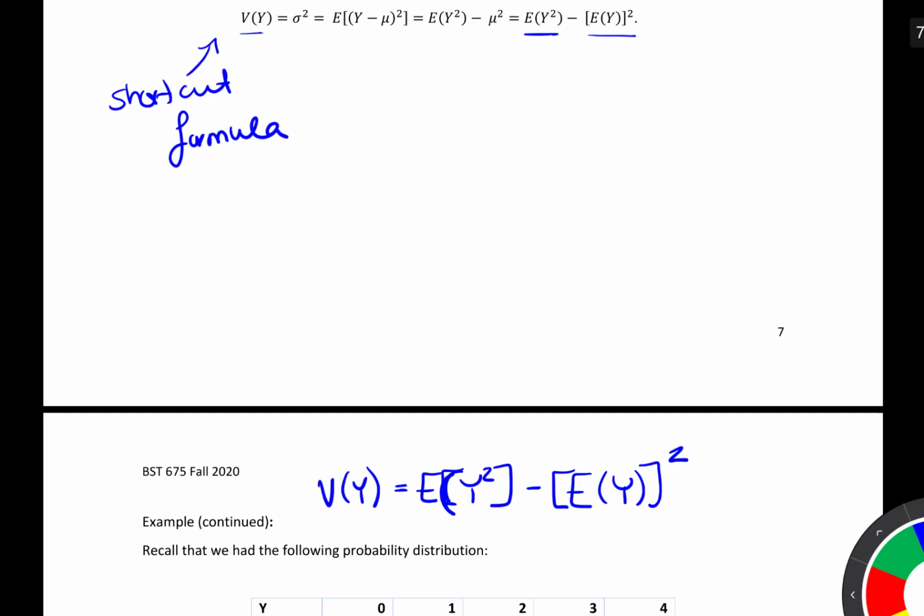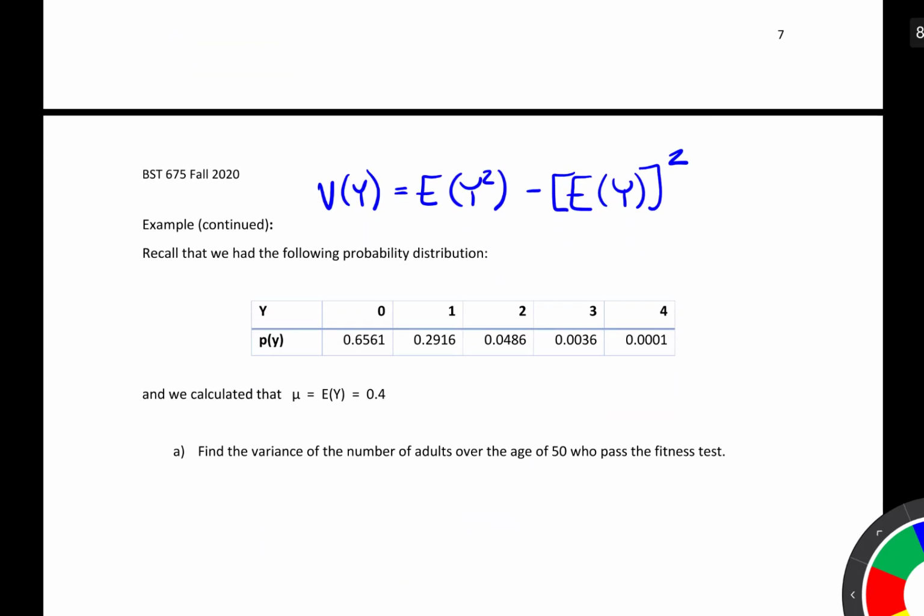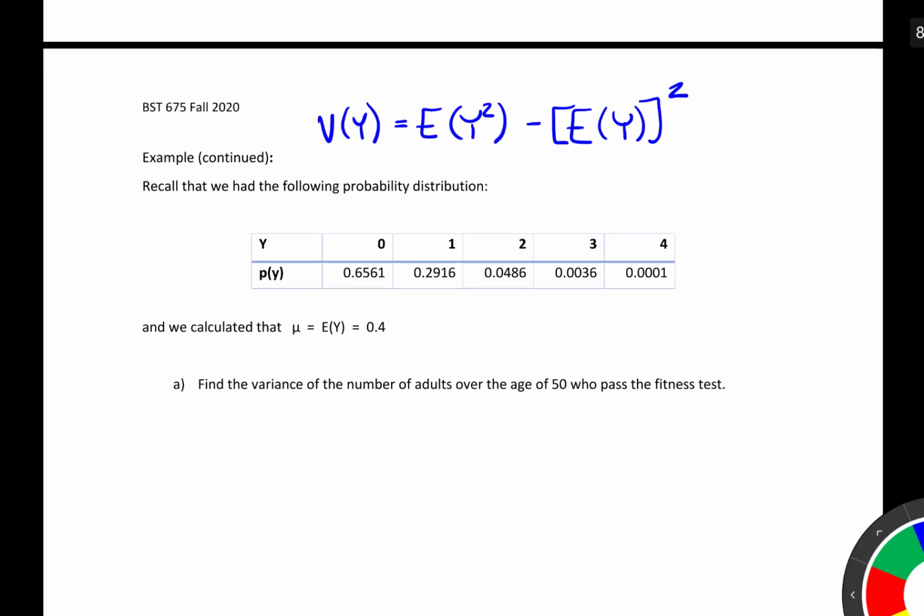It doesn't really matter if you use the curved or the brackets, but just to make it consistent for how I've written this. There we go. Okay, so we're going to find that variance, but now we're going to use our shortcut formula. In order to use this formula, we are going to need the expected value of Y squared.